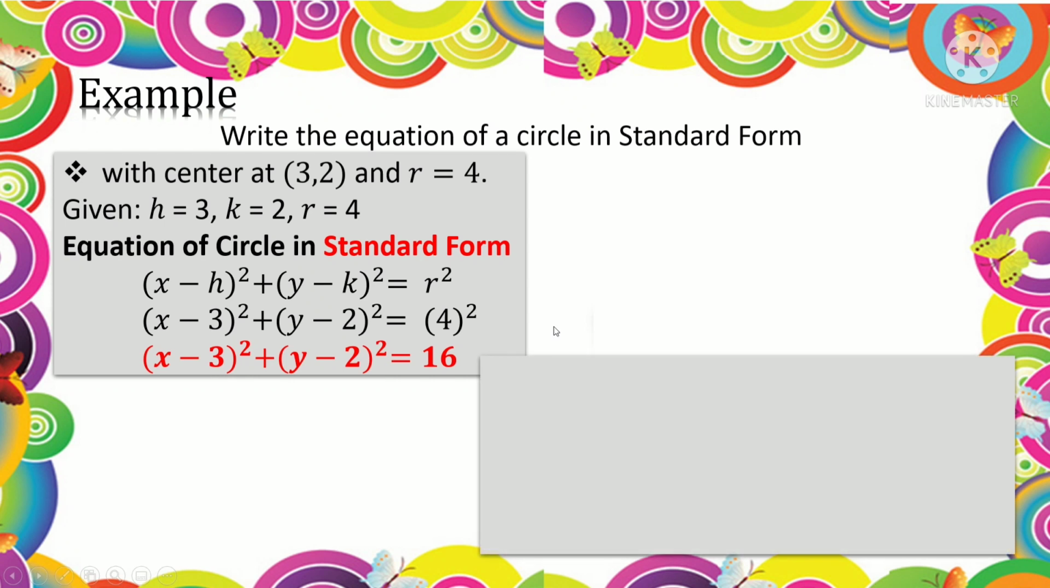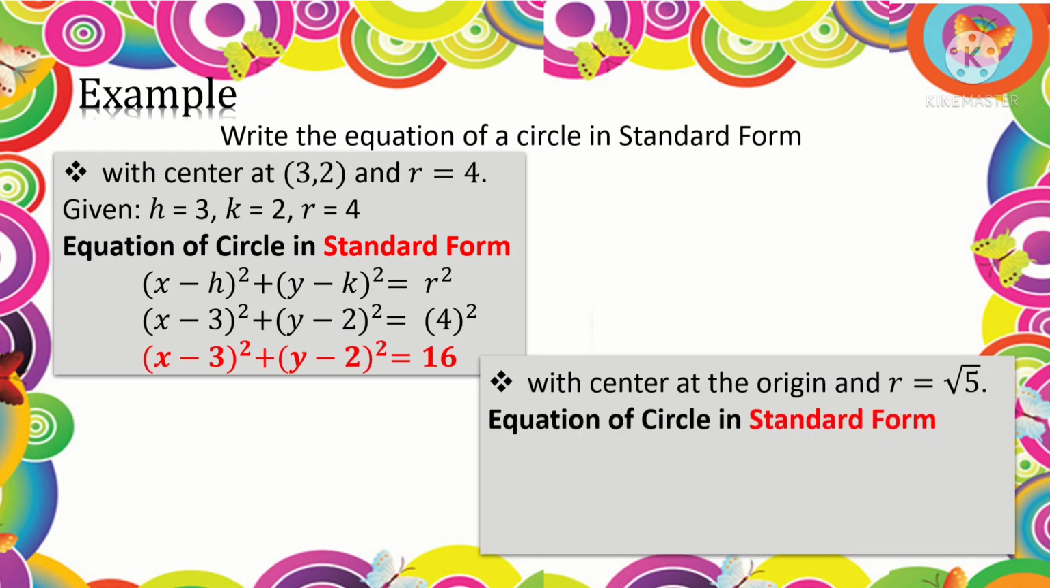Next, writing the equation of a circle in standard form given the center at the origin and the radius which is equal to square root of 5. Again, we have the origin as the center, which means the point is (0, 0), and the radius is square root of 5. Substitute all the given in our standard form.